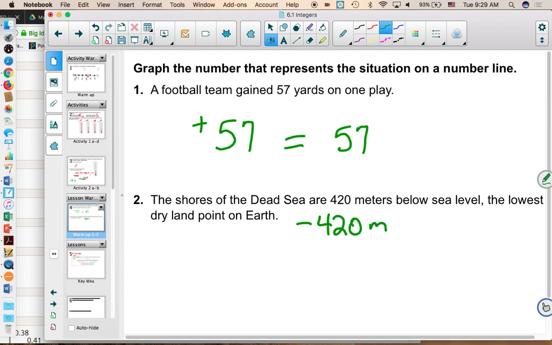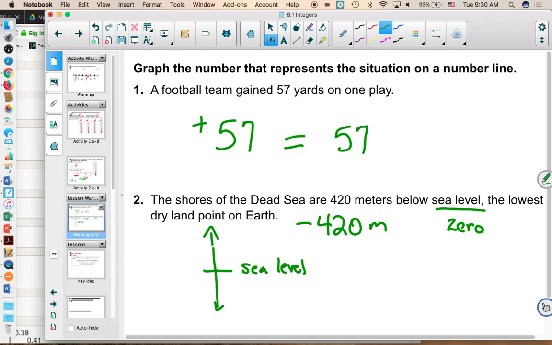Sea level is the same thing as our 0. Sea level is that 0 point. You're either above sea level or you're below sea level. Okay? Number lines can go up and down. And so that right there would be my sea level. Okay? And if I wanted to put a negative 420, or I wanted to write 420 meters below sea level, where should I put it?